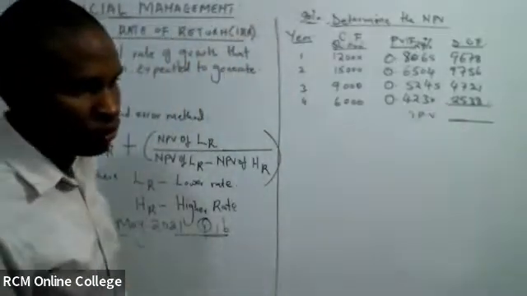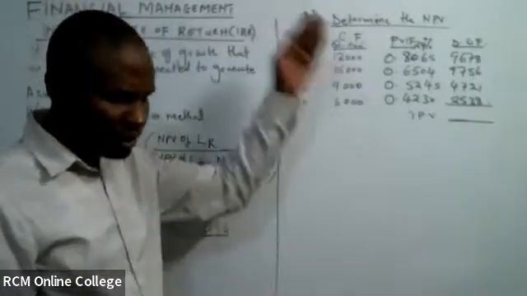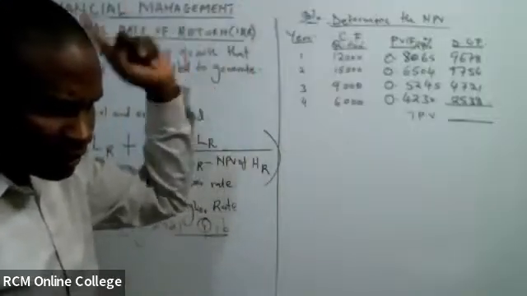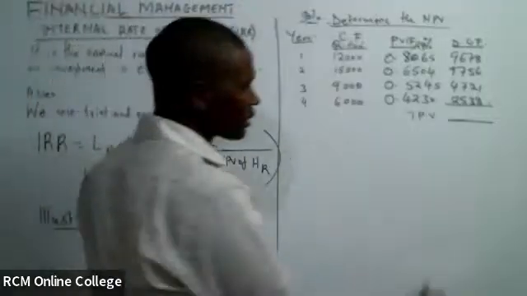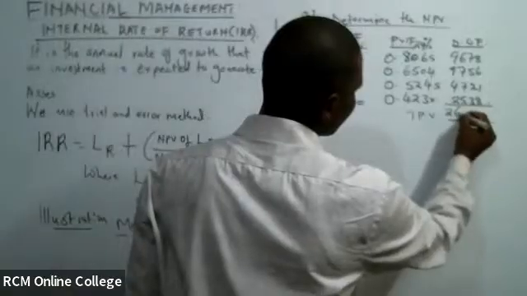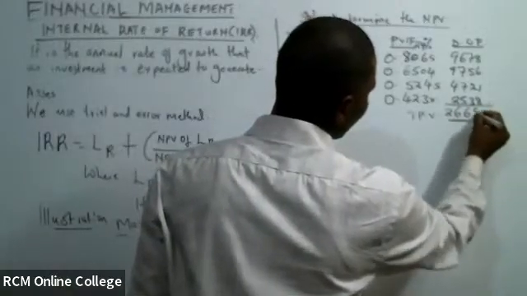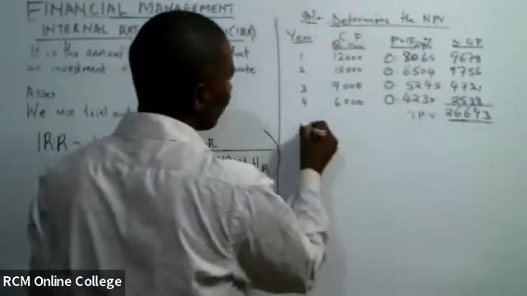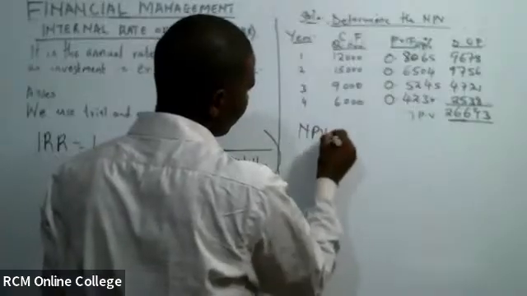Present value, wacha tuone, will be the first one kuchapa hiyo. Hiyo speed ni muhimu. 26,693. Great. Now we get the NPV using the higher rate.